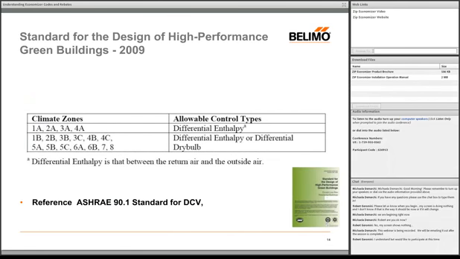In 2009, they also required different climate zones to only use certain control types. Climate zones 1A, 2A, 3A, and 4A only required differential enthalpy. However, for the other climate zones, you had an option between differential enthalpy or differential dry bulb. They were additionally heavy in referencing ASHRAE standard 90.1 for demand control ventilation.